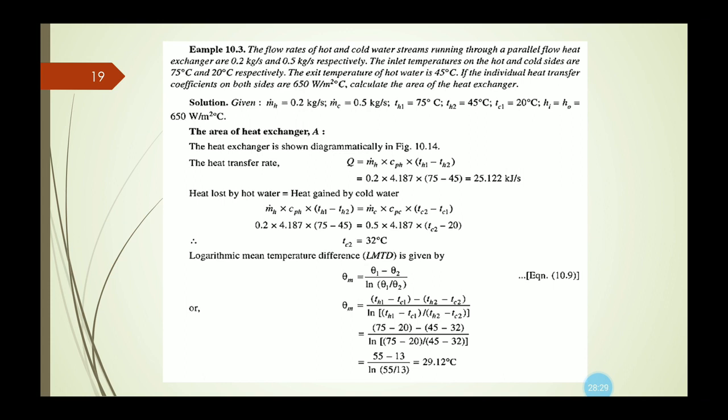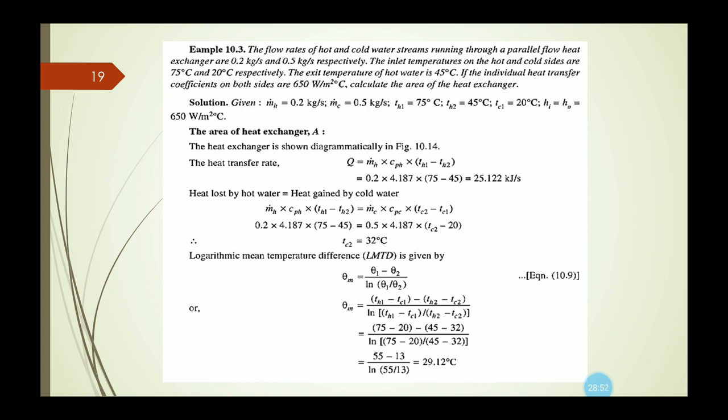And the individual heat transfer coefficients on both sides, that is Hi equals Ho, equals 650 watt per degree centigrade. So these are the things given. Now we need to calculate the area of the heat exchanger for this parallel flow numerical, parallel flow concept.